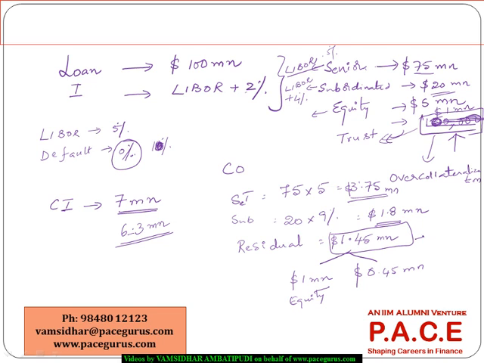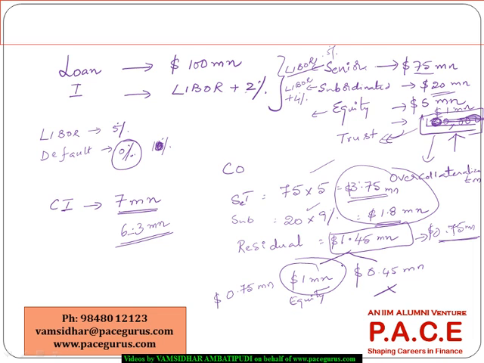Which means the residual for me in this case will be only 6.3 minus 5.55, which could be only to the extent of 0.75 million. Because this 0.75 million is lesser than the equity cap of 1 million, at least the payment will happen to the senior tranche as well as the subordinated tranche without any problem. But the equity tranche this time will receive only 0.75 million and nothing will go to the trust.